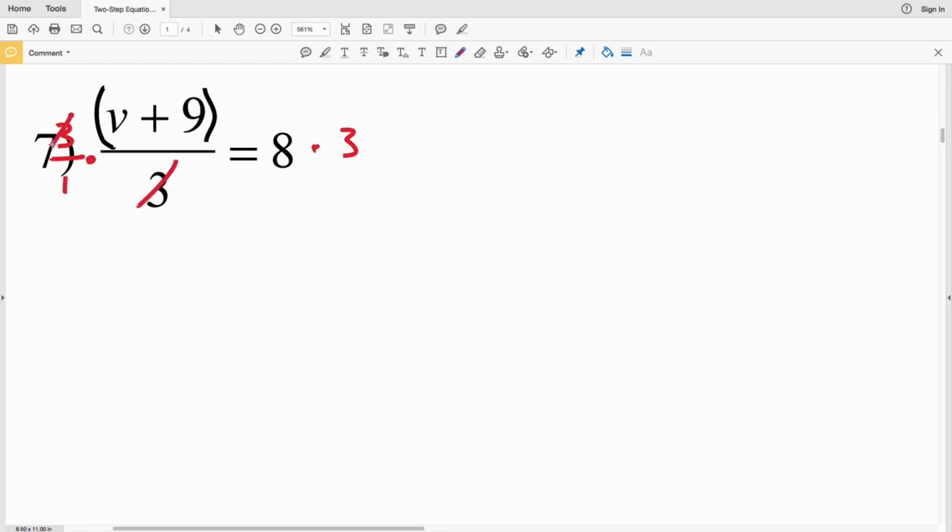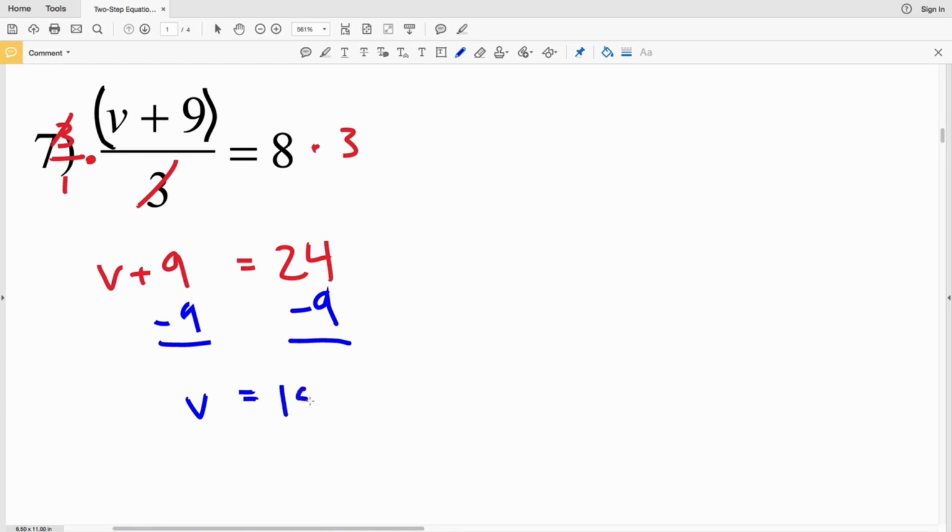So the 3's, 3 divided by 3 is 1, so we're left with v plus 9 over 1. That is simply v plus 9. 8 times 3 is 24. And now we no longer need the parentheses, so we'll just subtract 9 now from both sides, and we'll be left with v equal to a positive 15.